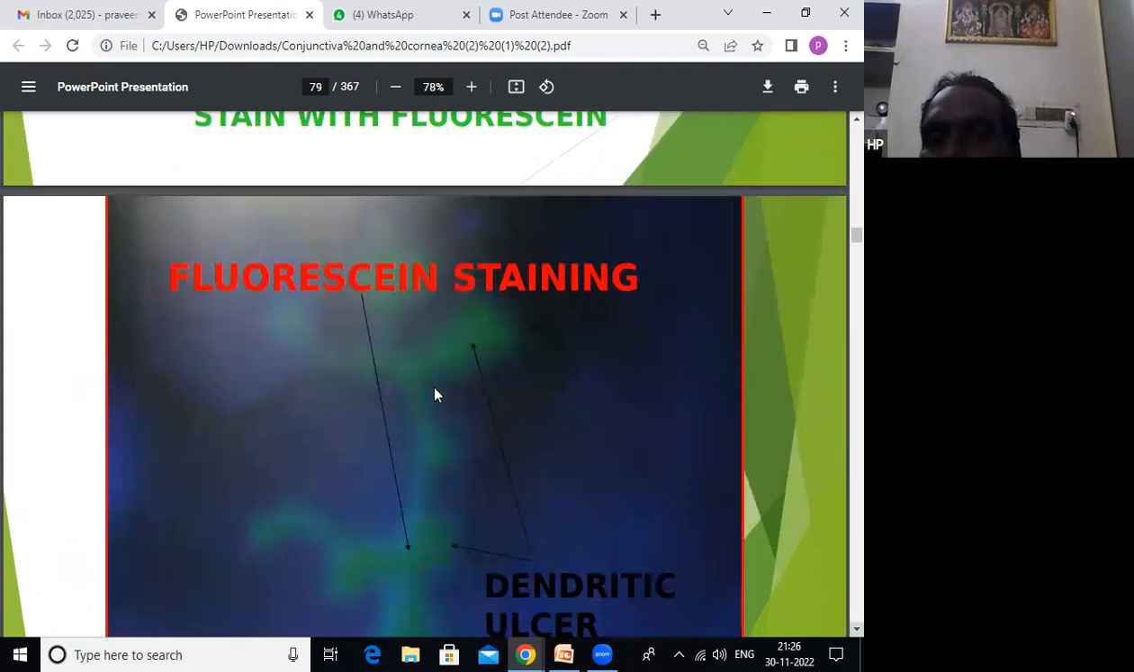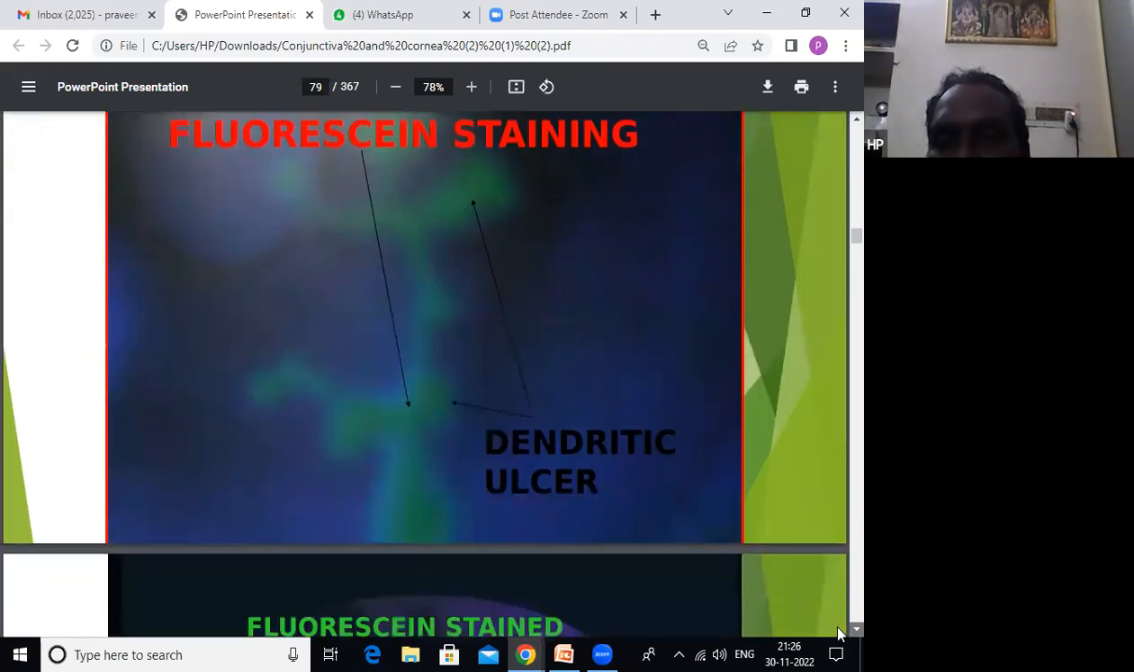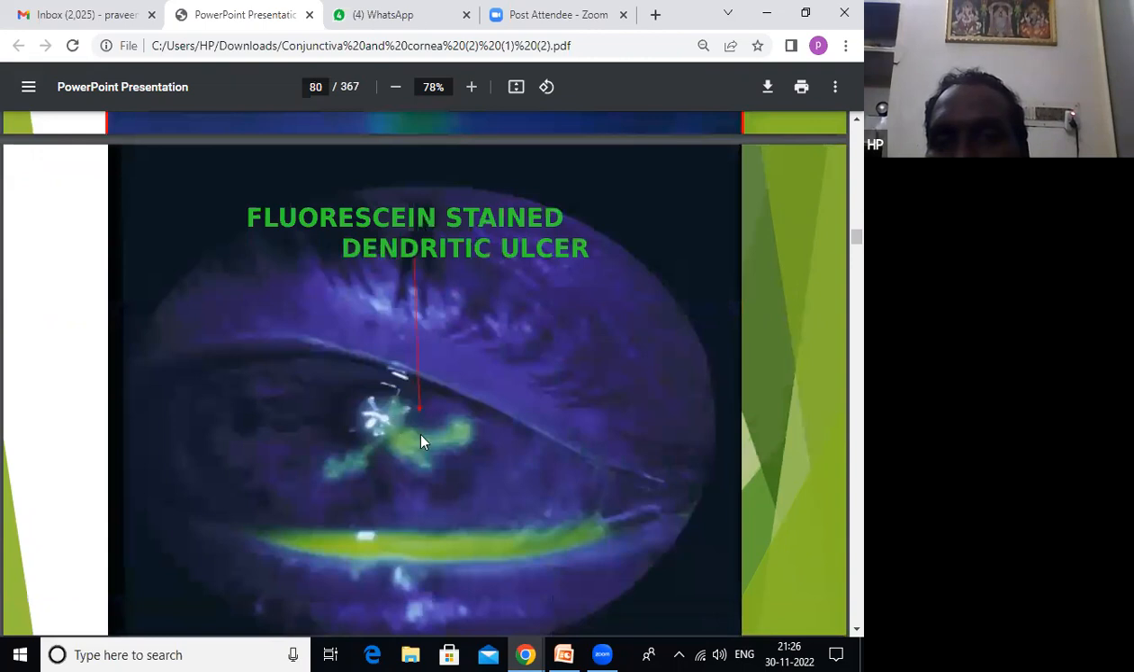Then this can be a photograph-based question. It may be useful for your NEET or next, whatever it is. You can see there's a central lesion with branch-like trees. So this is the fluorescein staining of a dendritic corneal ulcer because it resembles the branches of a tree. See, here you have a classical picture, tree-like branches. So this is a dendritic corneal ulcer.